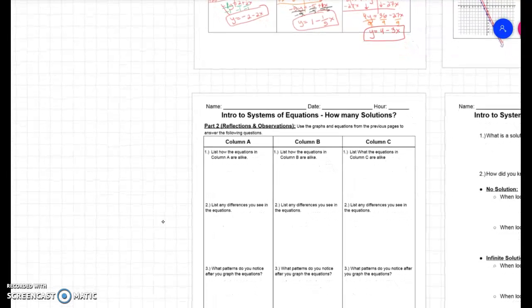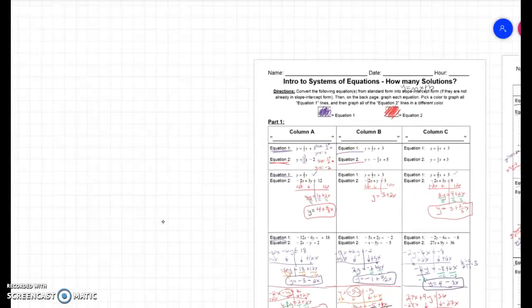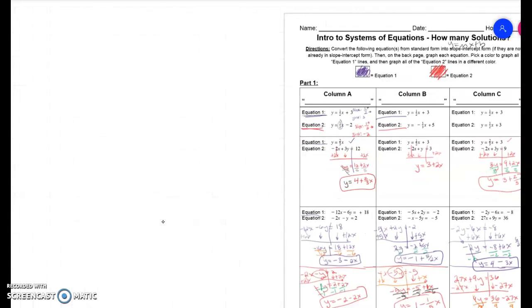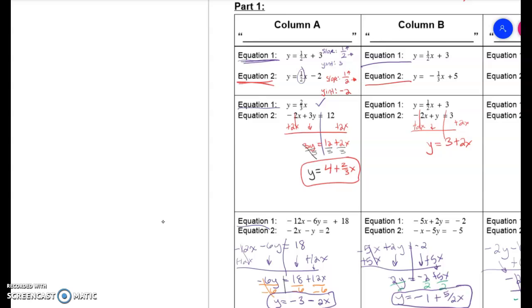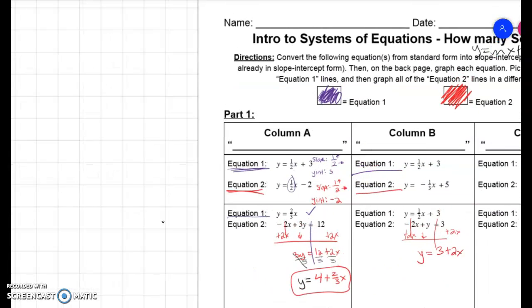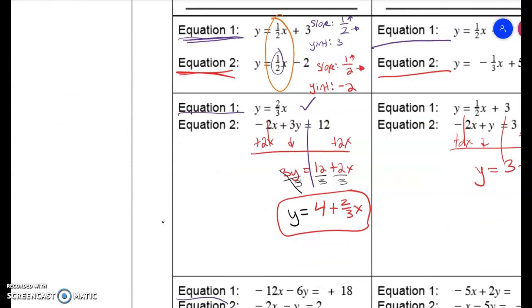So column A, it says list how the equations in column A are alike. So we're going to look at the equations first. So how are equations 1 and 2 alike? Well, I'm going to look up here. This one's going to be the easiest one to see. Did you notice that both of our slopes were the same and our y-intercepts were different?